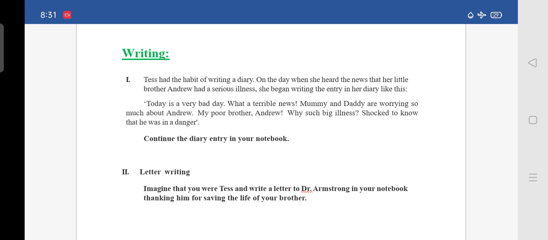And the Roman number 2 is letter writing. Imagine that you were Tess and write a letter to Dr. Armstrong in your notebook, thanking him for saving the life of your brother. So they are asking you to imagine yourself as Tess, and write a letter to Dr. Armstrong, thanking him for saving your brother's life. So you have to write it in your notebook.